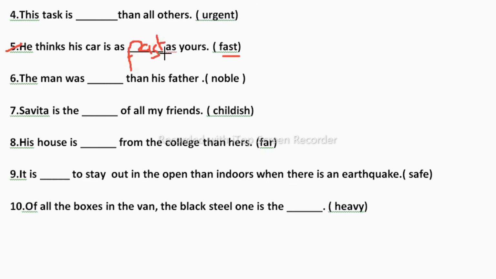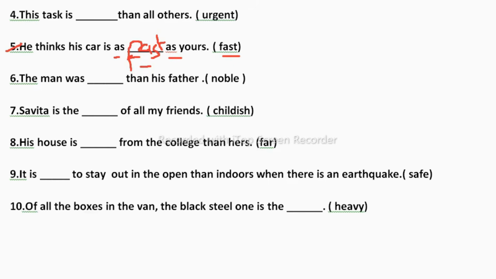Why? Because when we are comparing two things and as is there, which means same quality present in both the things, that time we have to use positive degree along with as and as. So this as and as shows that in both the things same quality is present. Like we can say Anu is as beautiful as Shravani. Rahul is as talented as Rohit.